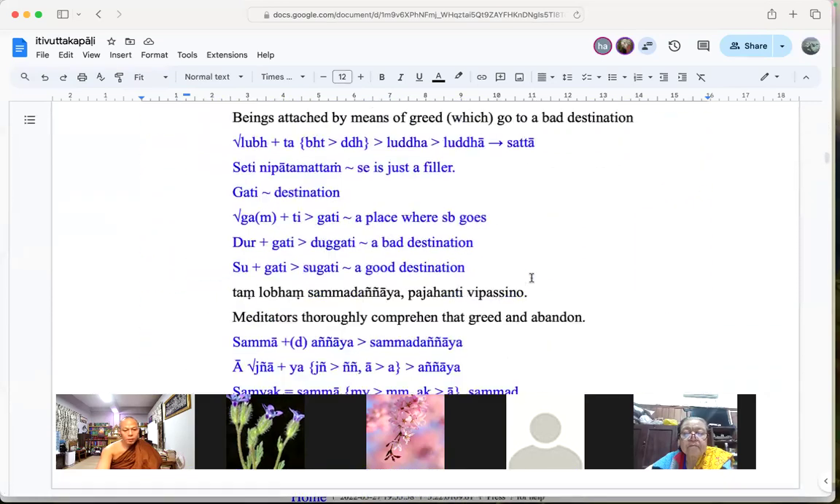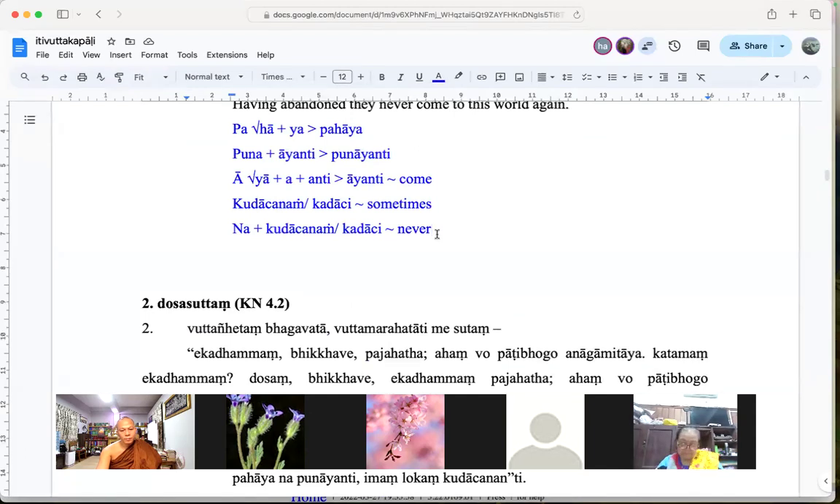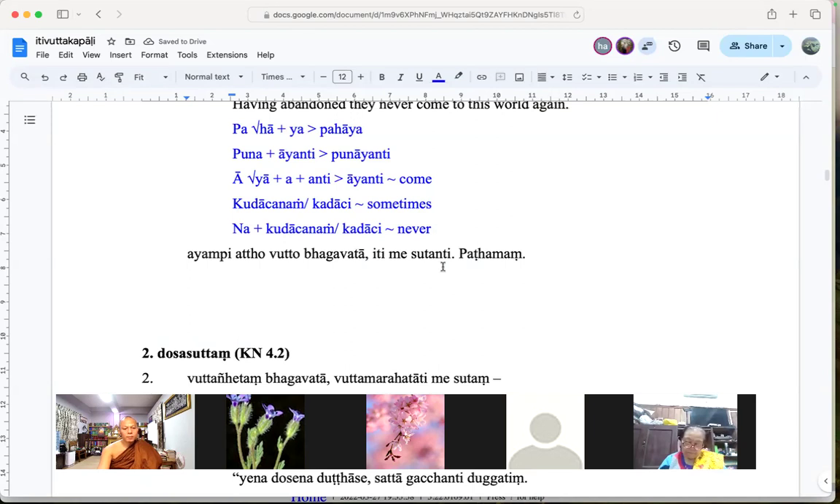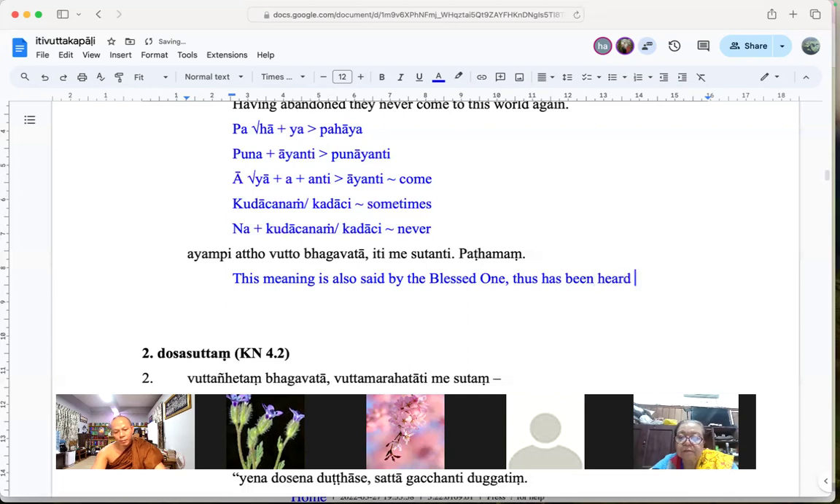This is the last line. Ayampi attho vutto bhagavata. So very simple. Ayampi attho, this meaning also is said by the Blessed One, Bhagavata. So iti me sutam: thus has been heard by me. But this is a past sutta, past discourse.